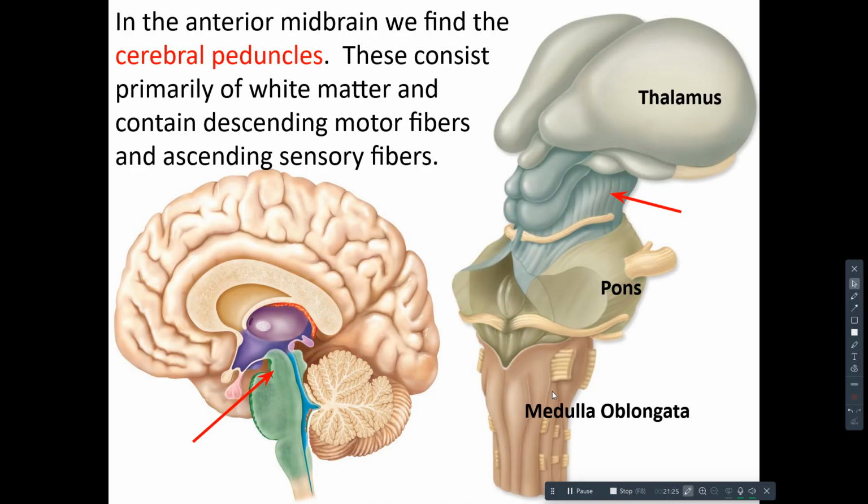Now, in the front of the midbrain, we've got these structures here that bulge. They're called the cerebral peduncles. So this right here, this collection, you can see it looks like a collection of bundles of axons, and this is the cerebral peduncle. It's got descending motor fibers and ascending sensory fibers.